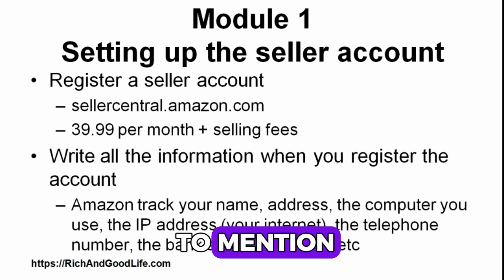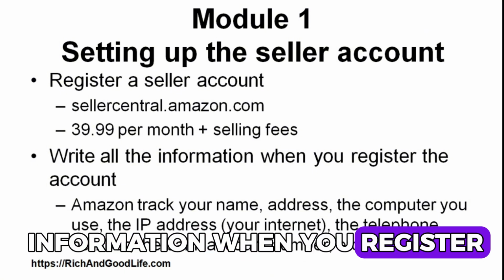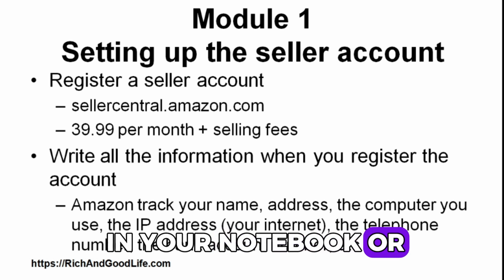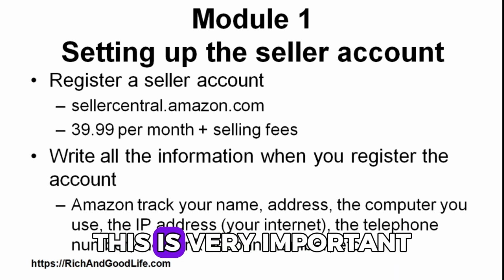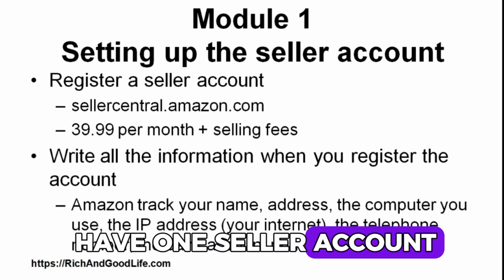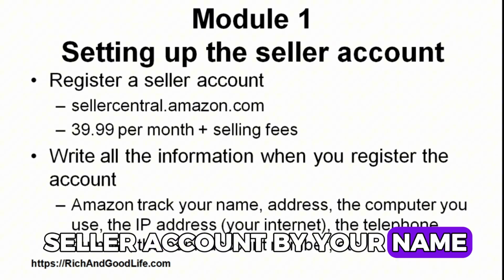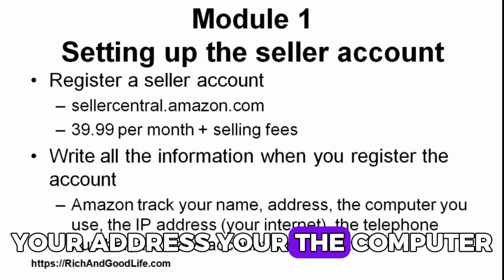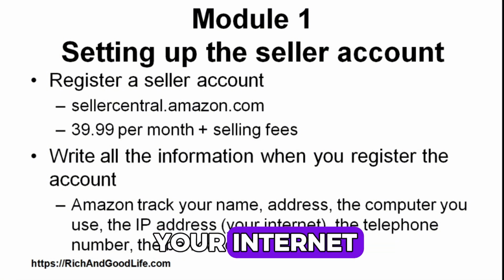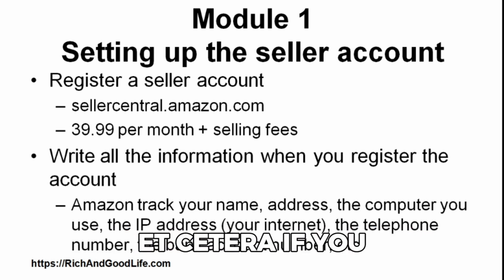A couple of things I need to mention. The first thing is to write down all the information when you register the account. Either put it in your notebook or take a screenshot. This is very important. Technically, you can only have one seller account for your business. Amazon tracks your seller account by your name, your address, the computer you use, the IP address, which means your internet, the telephone number, your bank account number, etc.